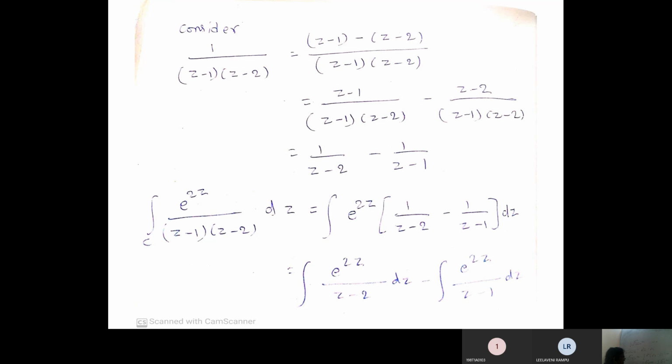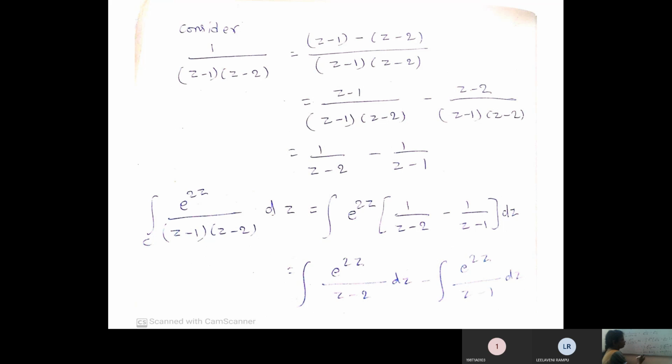Now what is a here? A is 2. So z equal to 2 lies within the circle. Already we have verified that. So you can apply Cauchy's integral formula: 2 pi i into f of a. For the other term, a is 1, and 1 also lies within the circle. So applying Cauchy's integral formula, 2 pi i into f of 1.